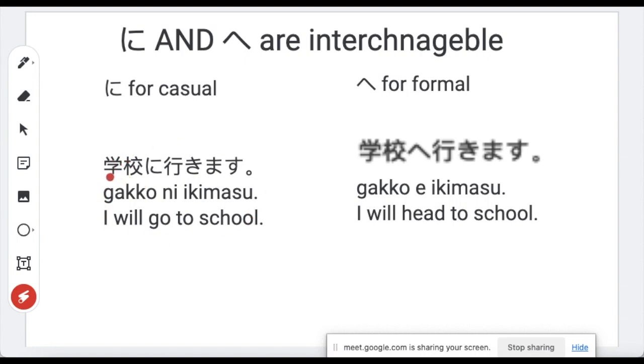In Japan, ni is generally preferred, and e is also grammatically correct, but it is very formal. While in newspaper articles or in books or literature form, e is mostly used, formal language. So we can say ni and e are interchangeable in such examples. Ikimasu means go to or come to. Whenever it is this verb, it is interchangeable.